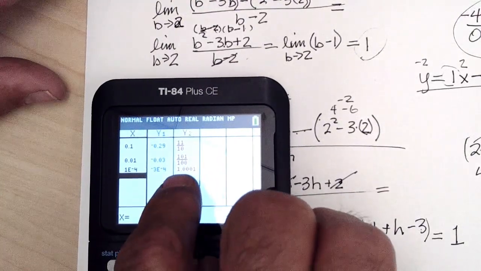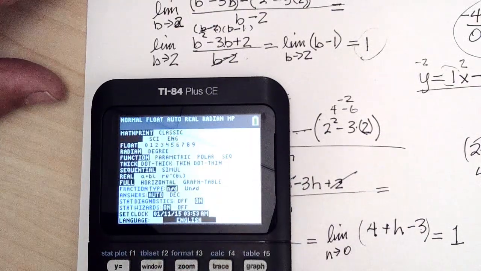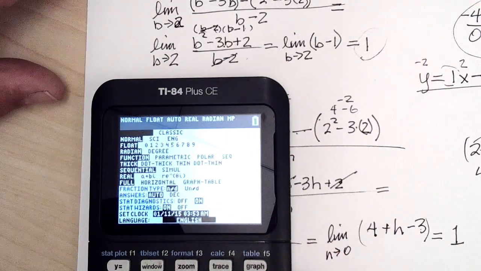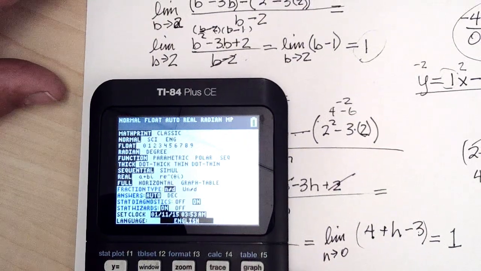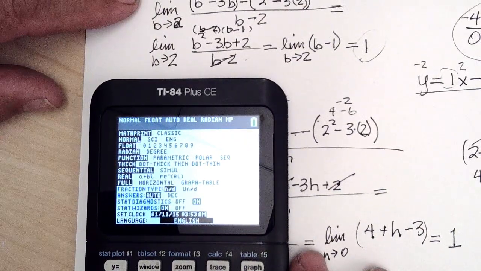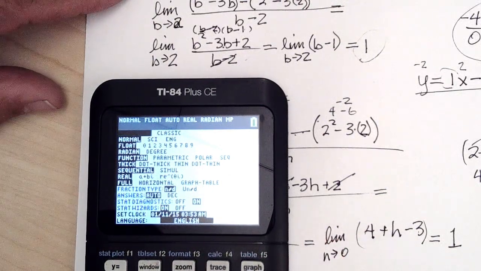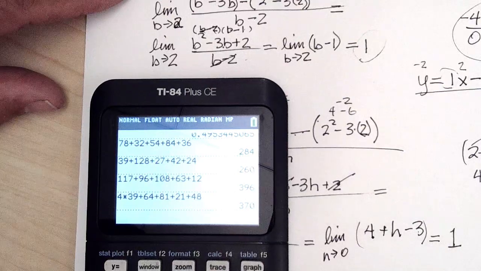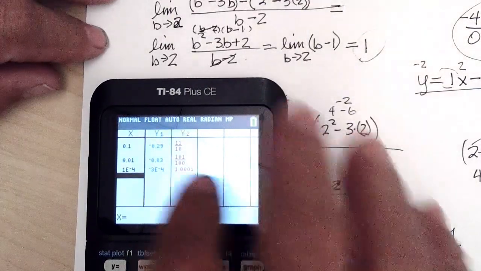And I'm getting that kind of number. I think I got my mode in something that I don't want. Math print, classic, normal, sci, float. What changed it? Okay, I'm not seeing it. Okay, second table. There, it went to decimal anyway.